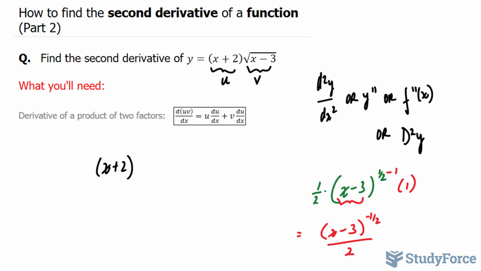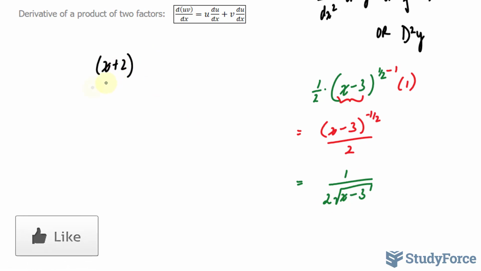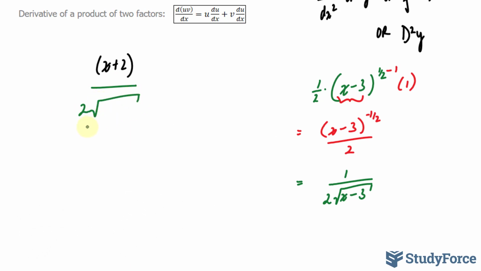If you do not want to use negative fractions, you don't have to. In fact, you can rewrite this as 1 over 2 times the square root of x minus 3. I'll replace this now right next to x plus 2. And if I multiply x plus 2 by this, I should end up with x plus 2 over 2 times the square root of x minus 3. I just found this part.